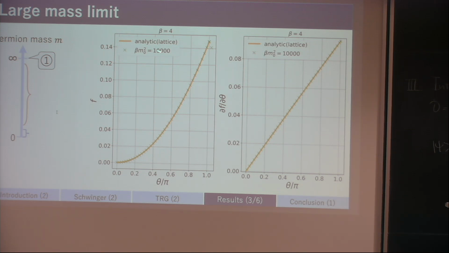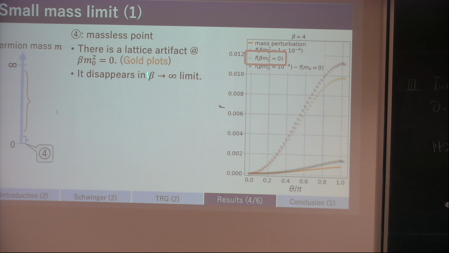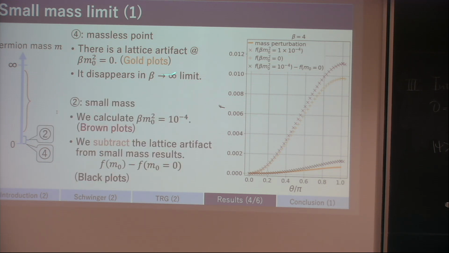In the large mass limit, the analytic continuum result is well known, and our result overlaps with this analytic one. But in the small mass limit, at the massless point, the free energy should not depend on the theta parameter, but we found that our numerical result depends on theta. This theta dependence disappears in the large beta limit, the continuum limit, so this is a lattice artifact in our setup. So our result in the small mass region is affected by this lattice artifact, and is very far from the continuum result.